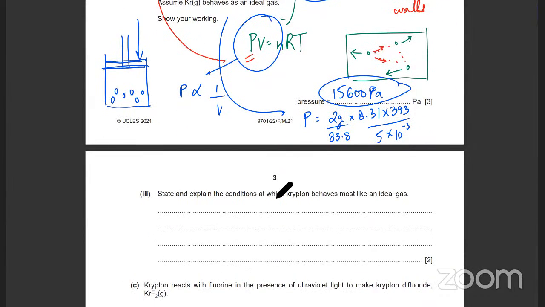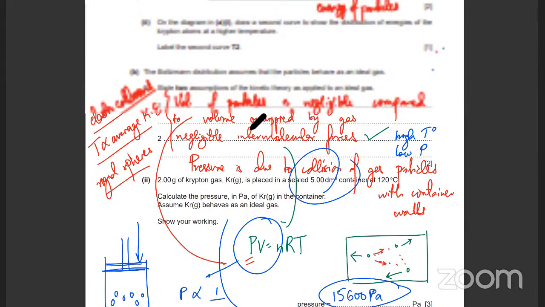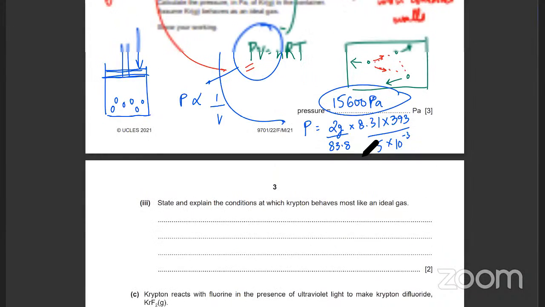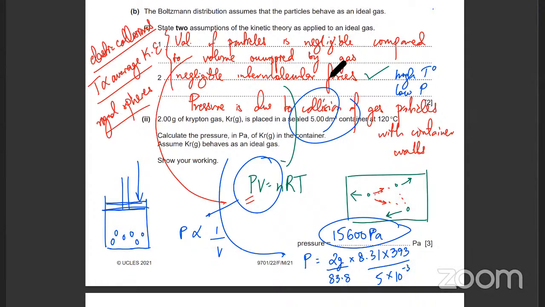State and explain the conditions at which krypton behaves most like an ideal gas. We kind of did that. Negligible intermolecular forces. So the condition would be high temperature and low pressure. At high temperatures, you have to explain this. They've given you plenty of lines. Molecules have kinetic energy and they can break the intermolecular forces, and that's why the intermolecular forces would be negligible. At low pressure, the volume of the particles would be negligible compared to the volume occupied by the gas because there are going to be large gaps.